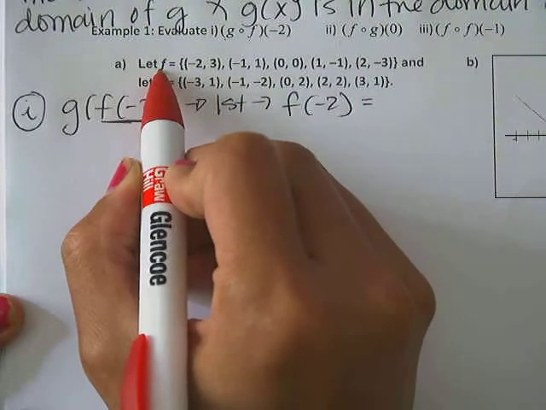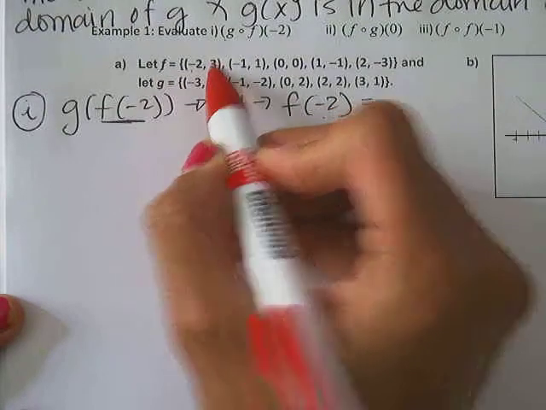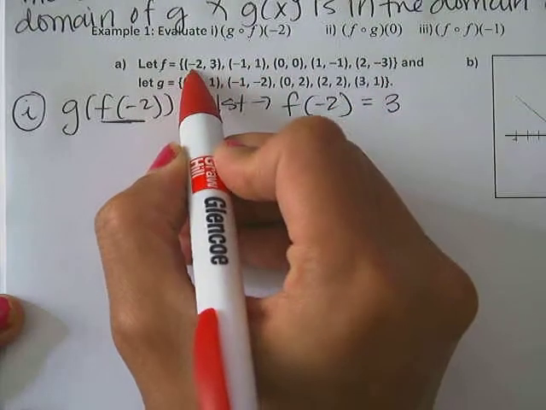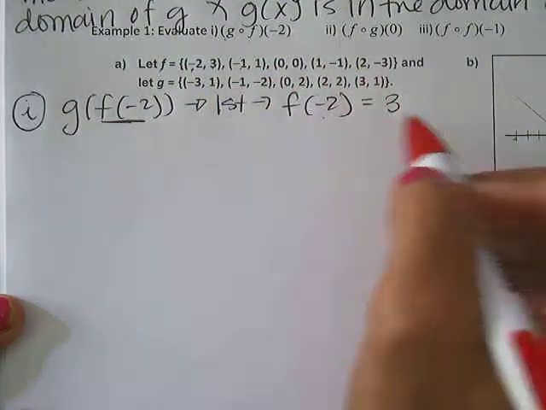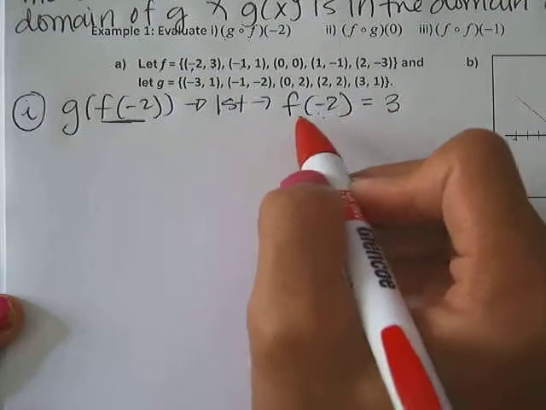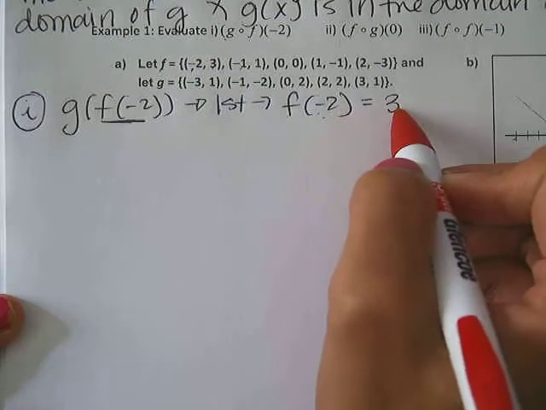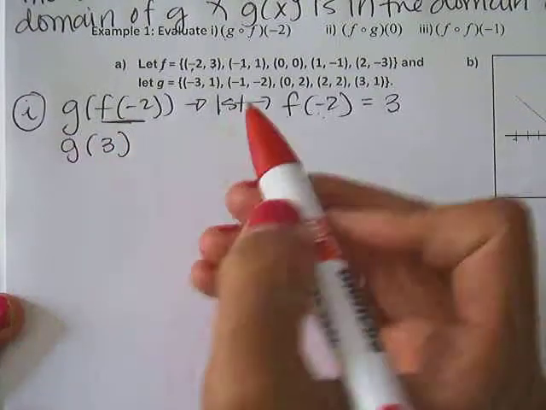This one is the f function. I'm going to look at the input. Which one has an input of negative 2? The input negative 2 has an output of 3. So f of negative 2 is 3. That's what I'm going to compose with, so now g of 3 is my second step.